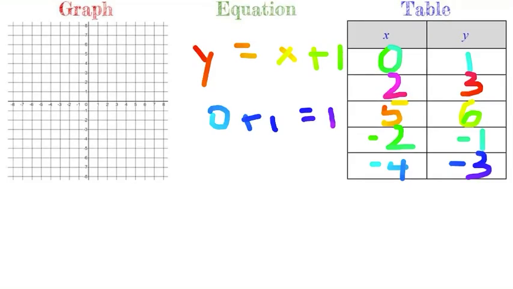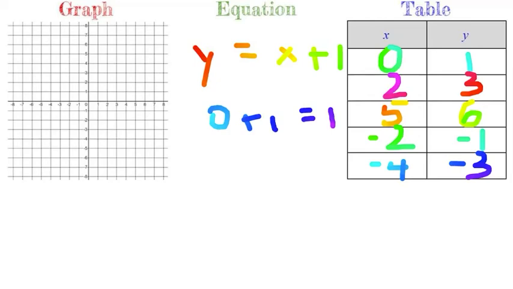Okay, so there we go. We have 5 combos of x and y. They all make the equation true, right? Check each of them: 0 plus 1 equals 1. 2 plus 1 equals 3. 5 plus 1 equals 6, right? So on and so forth. So I have my table filled out, and those points on the table tell me what to put on the graph.